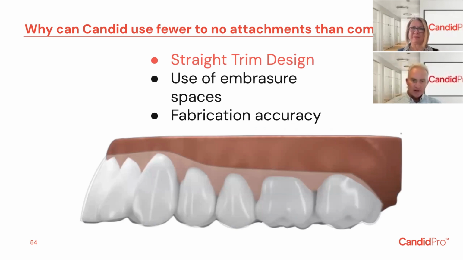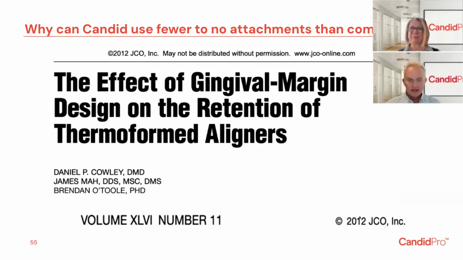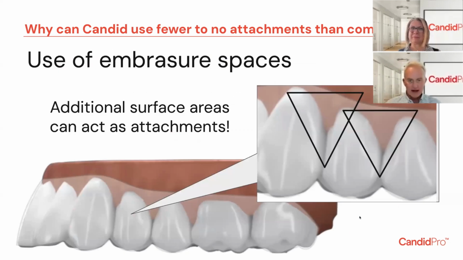So what I'm talking about by the straight trim design, you can see that we do not scallop around the teeth, but we're about a millimeter, millimeter and a half above the gingival margins. This enables us to use these embrasure surfaces of the teeth that we really cannot get with the scallop trim. And so we're seeing that, wow, these almost act like attachments themselves.